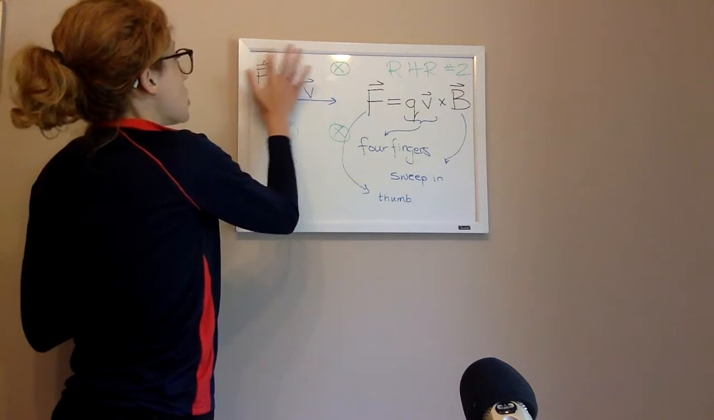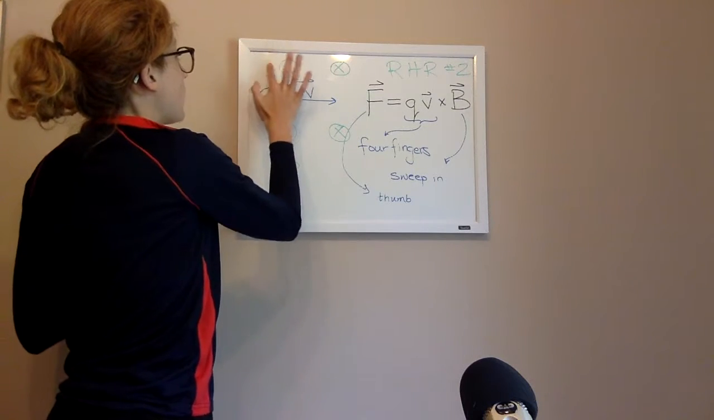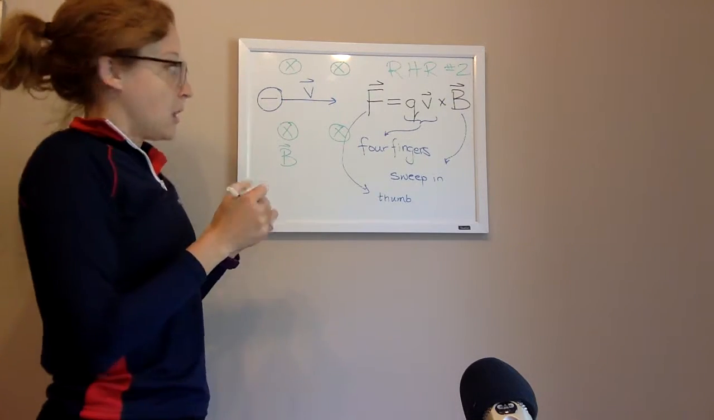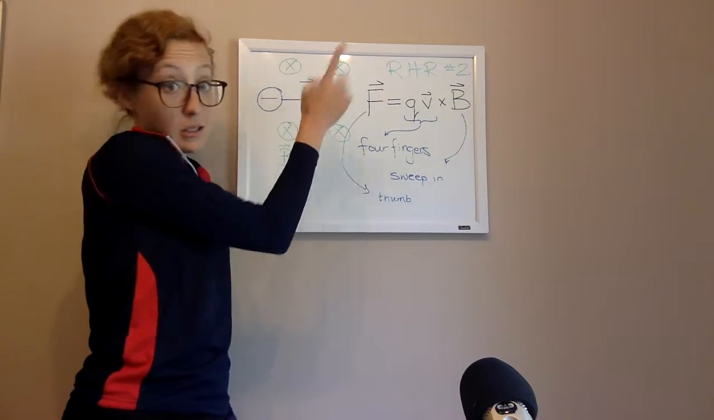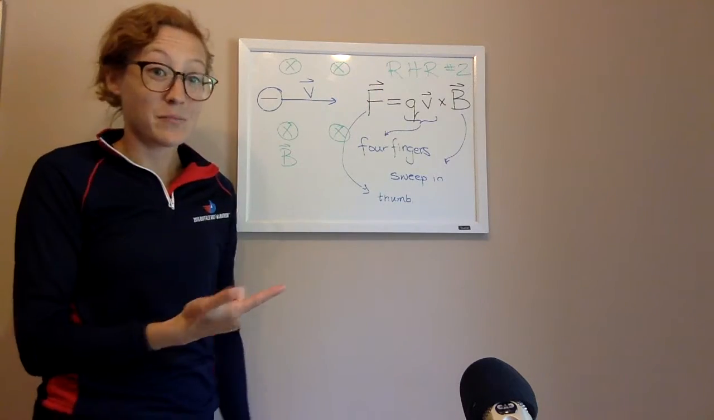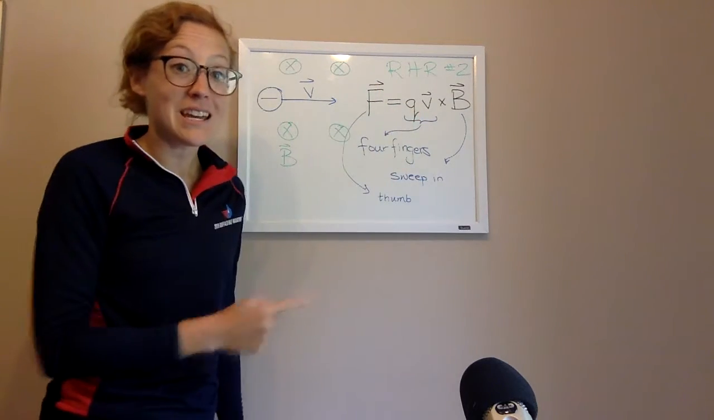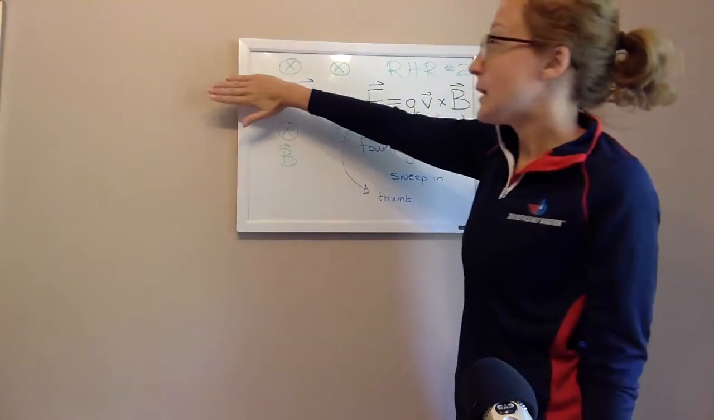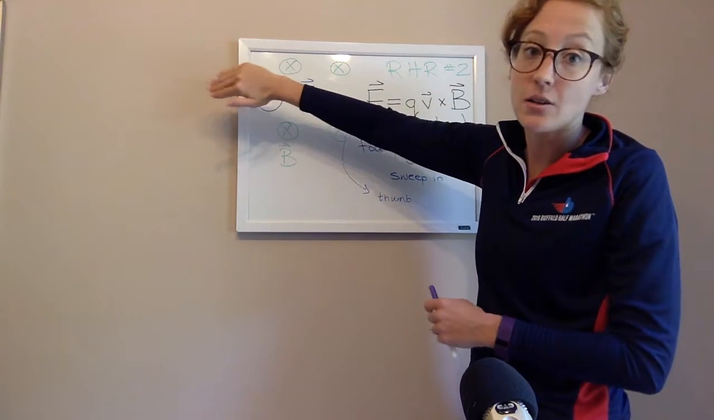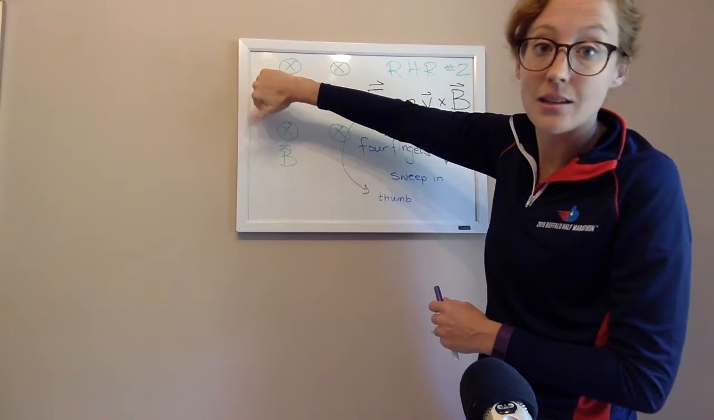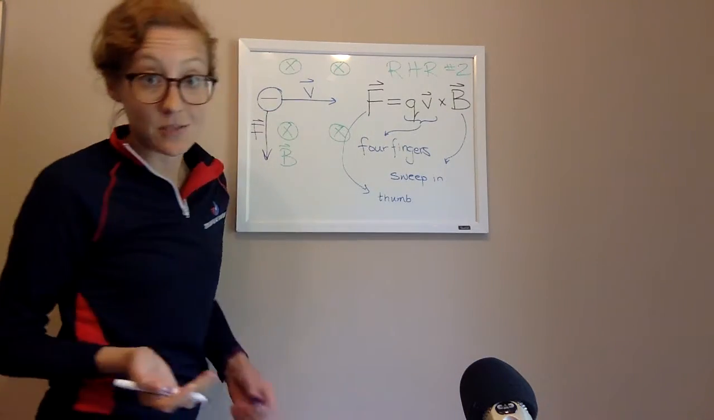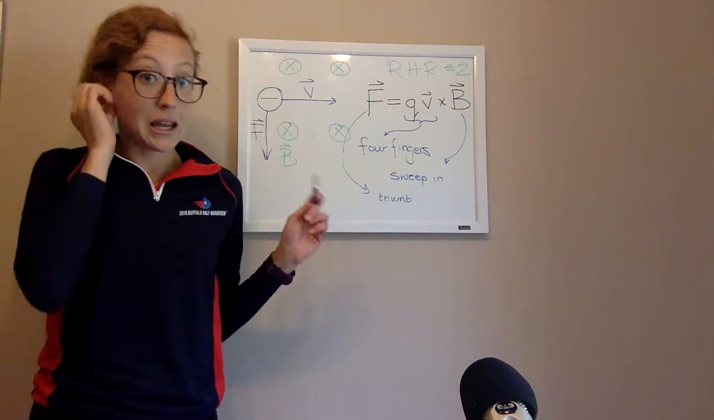Okay, so how would this change if you had a negative charge? Well, if you have a negative charge, here's what happens. Here's your negative charge. V was pointing to the right, still is pointing to the right. Q is negative. So this vector, Q times V, is not pointing to the right, now it's pointing to the left. Now I sweep my 4 fingers in the direction of B, that's still into the page, like this. And now my thumb is pointing down. So I get the exact opposite direction that I got with the positive charge. So that's how the second right hand rule works.